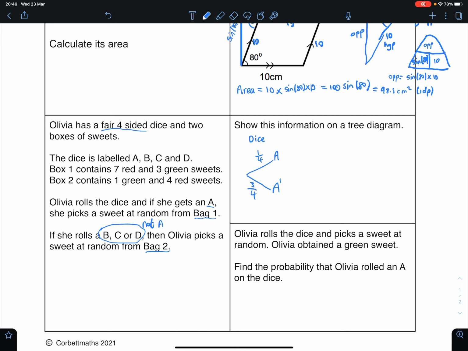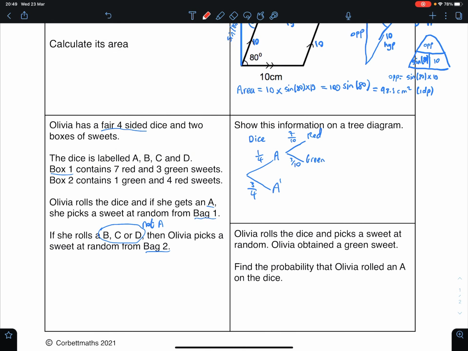Okay, now it says that if she gets an A, then she'll pick a sweet at random from bag 1. Okay, well, technically box, but they changed it from box to bag, but we move on. So with box 1, either you can get a red sweet or a green sweet. There were 7 reds and there are 3 greens. So for red, it's 7 out of 10. And for green, it's 3 out of 10. I'm just going to change color so that we can keep track of what's going on.